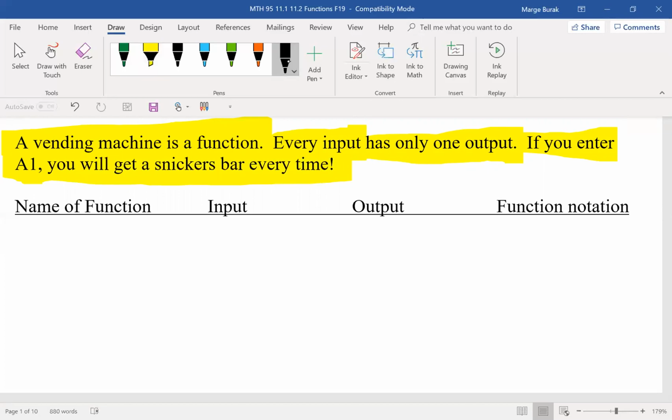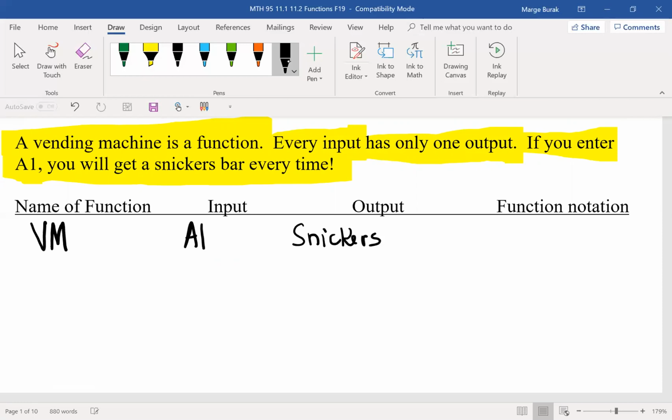If you enter A1 and you don't get a Snickers, that's a malfunction. If there's a Snickers bar there, that's not okay. If you enter A1 and you get either a Snickers or a Cheetos, that's not a function, okay? So we're going to call this function VM for vending machine. And one input would be, say, A1, and the output would be Snickers.